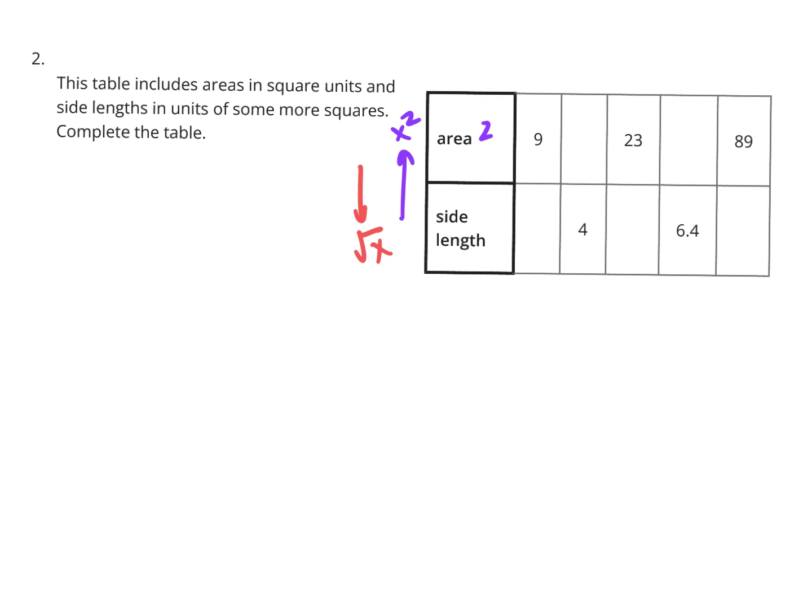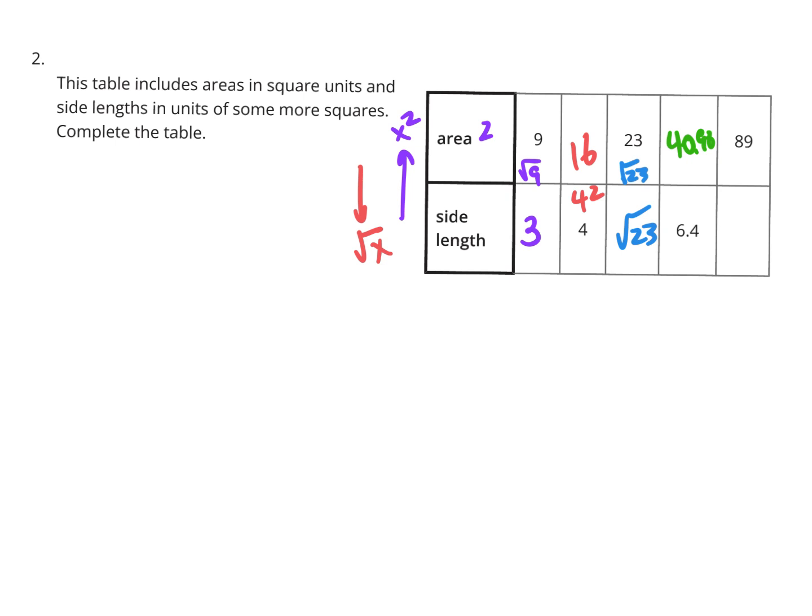So let's go to the first one. We got the area. To find a side length, we need to take the square root. So the square root of 9 is 3. So we do root 9. So if we're given a side length, to get the area, we have to square it. And that gives us 16. And the square root of 23, oh, that's just root 23. 6.4. Are we given a side length? To find an area, we have to square it, which gives us 40.96. And then the last one, 89.